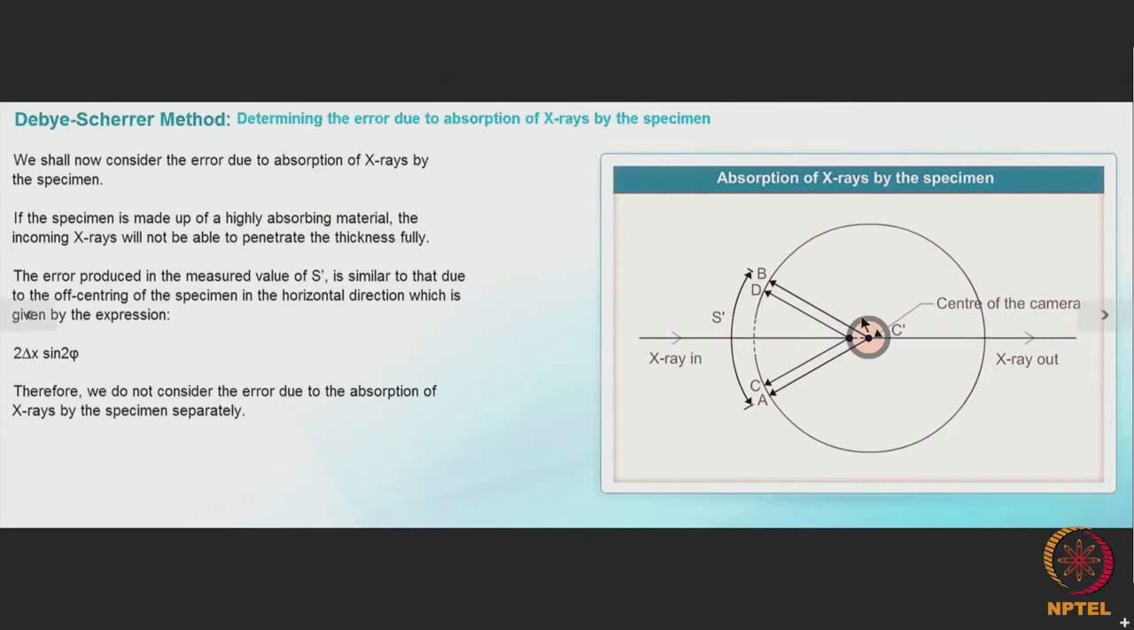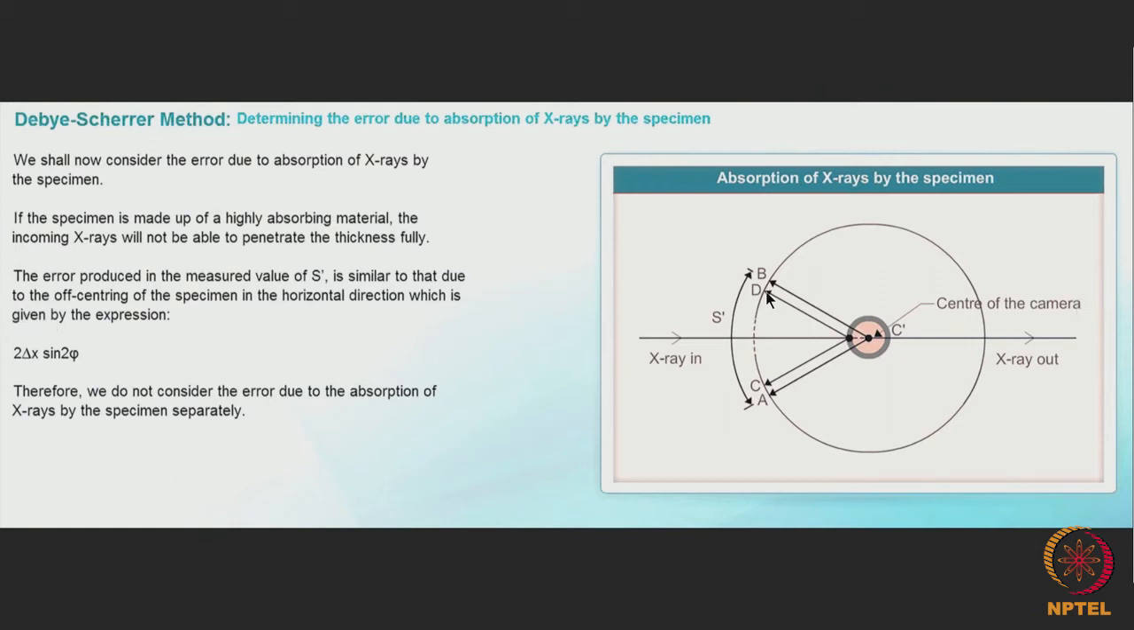You see, this is the cross section of the specimen, lying perpendicular to this plane. Now, if it is made up of a highly absorbing material, then the incident X-ray will find it very difficult to penetrate. So, as a result, instead of the diffracted beam coming from the center, you will find the diffracted beam will emanate from a point away from the center. The correct S prime should have been the length between A and B, but because of the highly absorbing material, the diffracted beam will come along in this manner, so that CD will be erroneously measured as the value of S prime.